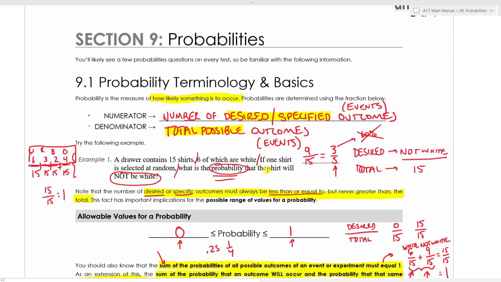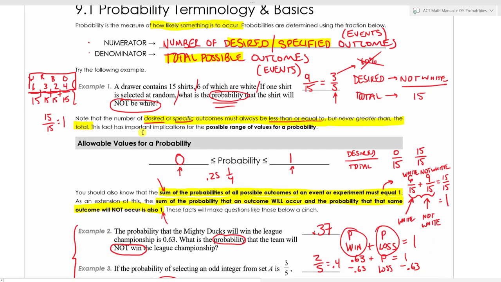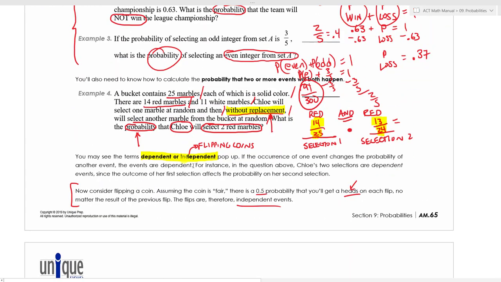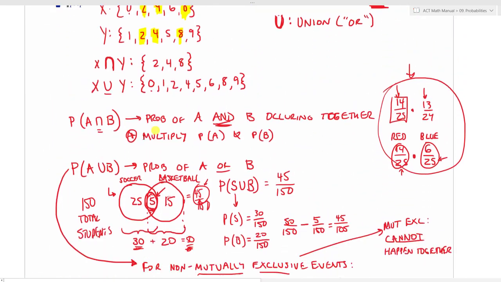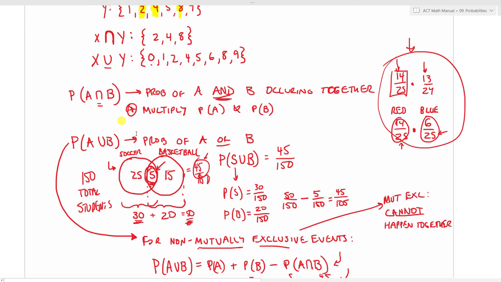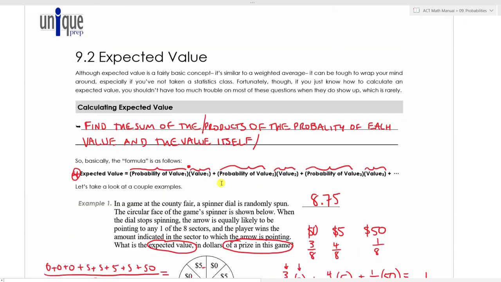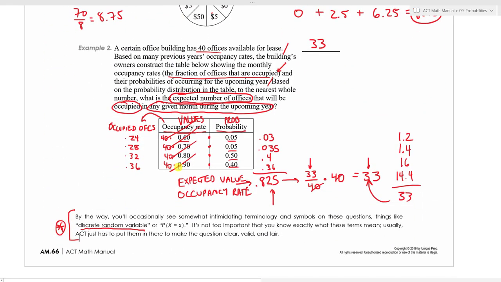So that's basically it for probabilities. Important to know the terminology, what a probability actually is, what the allowable values for a probability are. Got to know some facts about probabilities. Keep in mind you will need to understand how to calculate probabilities of something and something else happening, or probability of something or something else happening. And then, of course, expected value. You should know a little bit about expected value, what it is, and certainly should know the formula. Most expected value questions are not all that difficult if you do know the formula.